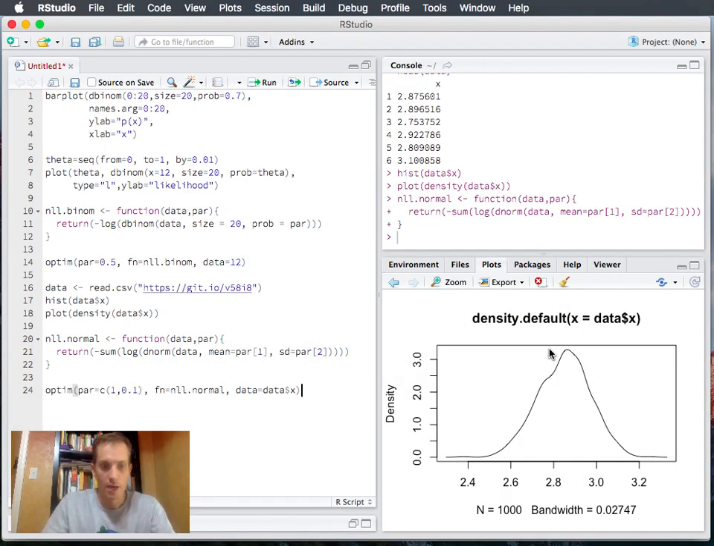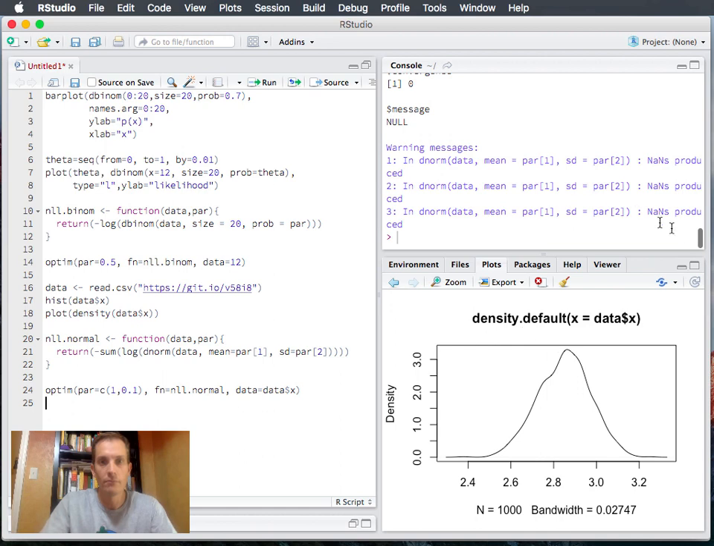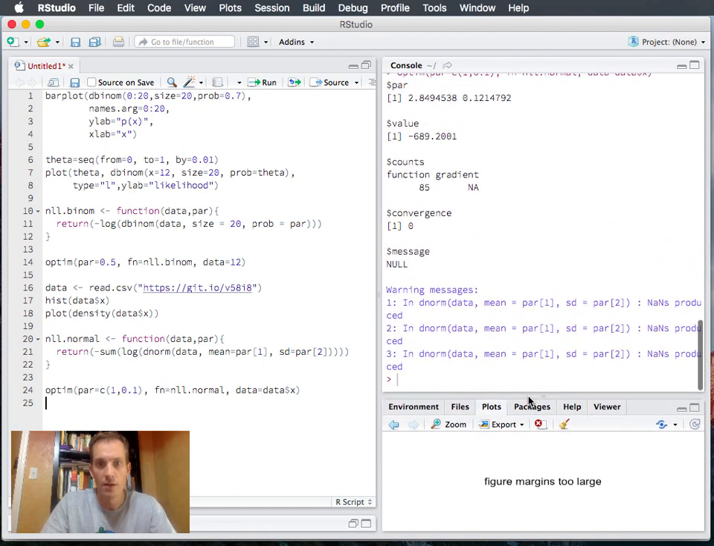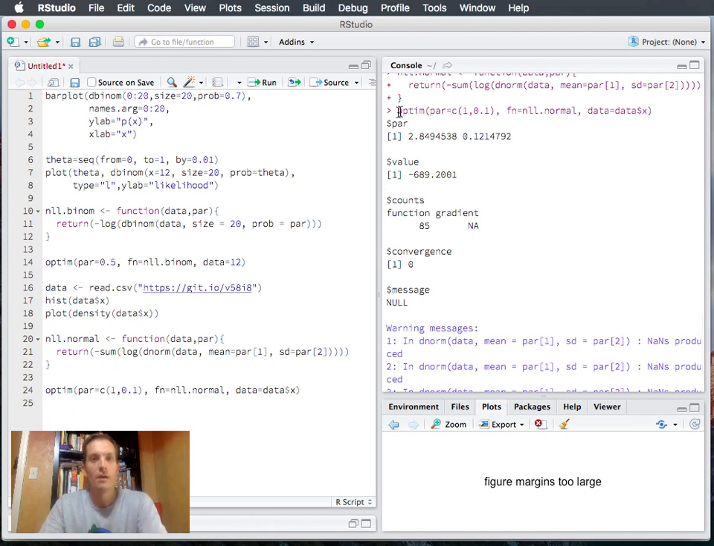All right. Let's do a command enter. No warnings right now. Let's go up and take a look. So here you can see our output. Our output now is 2 numbers, these parameter values. The first one is 2.8494, etc. And the second one is 0.1214, etc. What are these? Well, this first one is the mean, and this second one is the standard deviation.